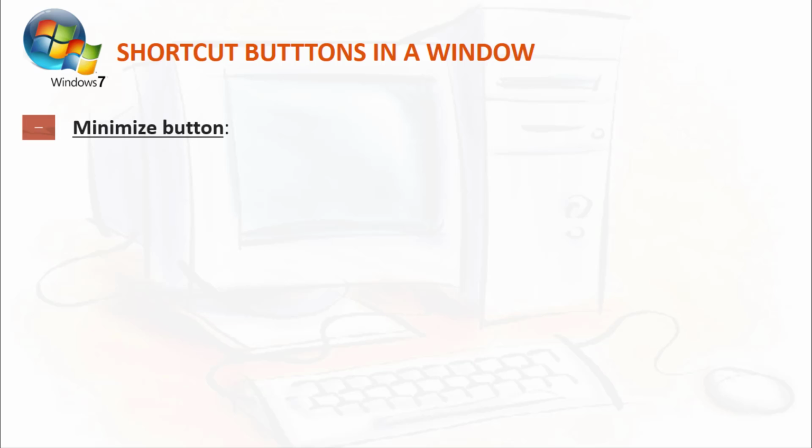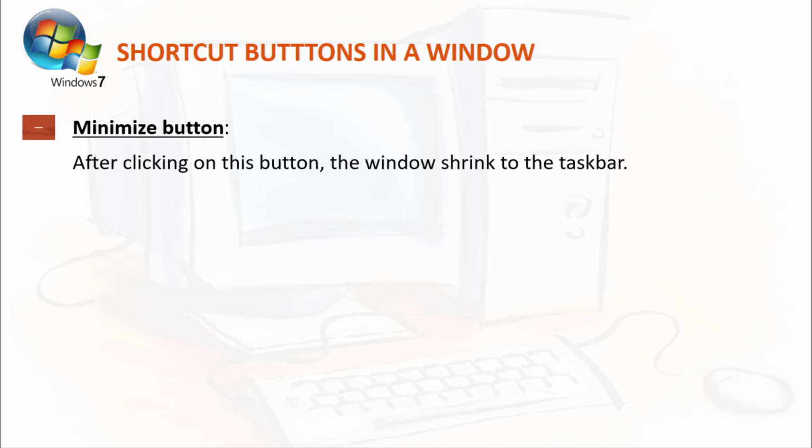First one is a minimize button. After clicking on this button, the window shrinks to the taskbar. If we click this minimize button, the window shrinks to the taskbar.